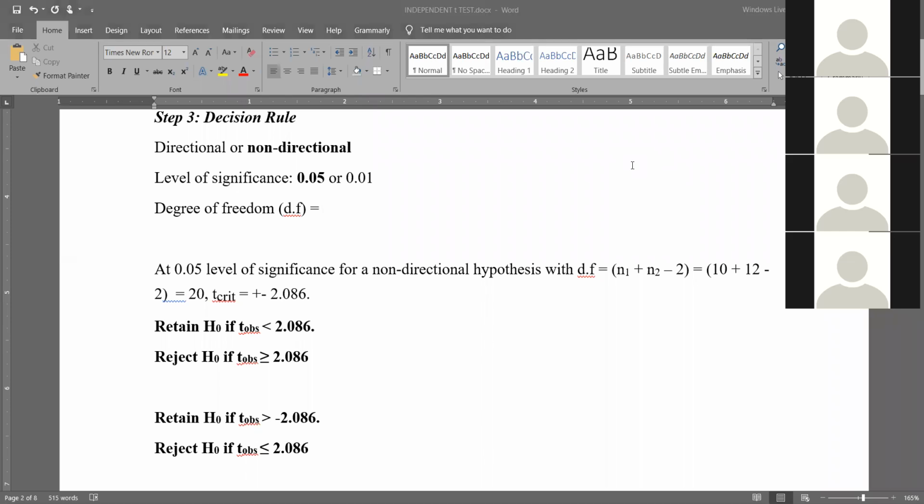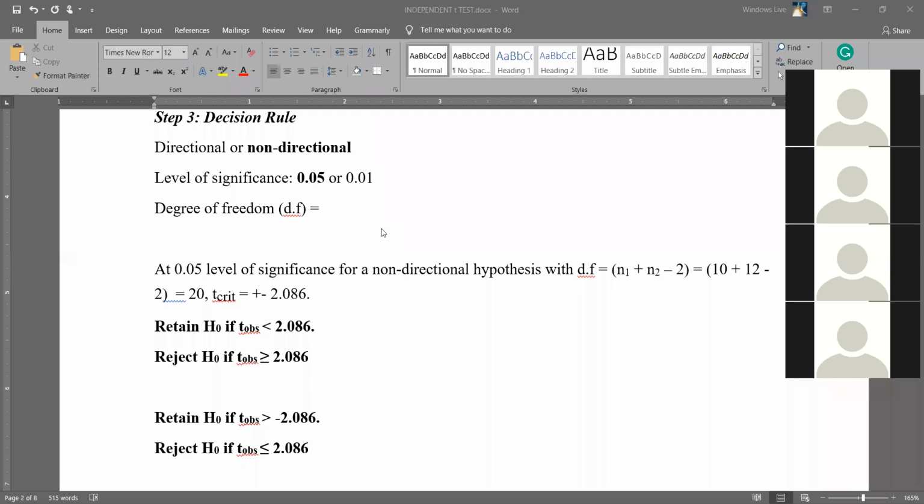What's the degree of freedom for one sample t-test? One sample t-test. There is n-1. Yeah, so the degree of freedom for one sample t-test is n-1.